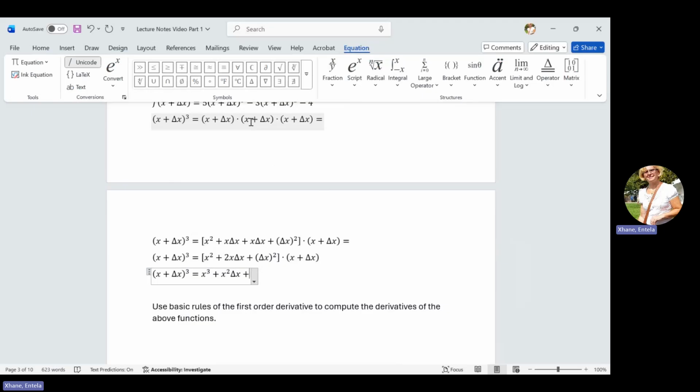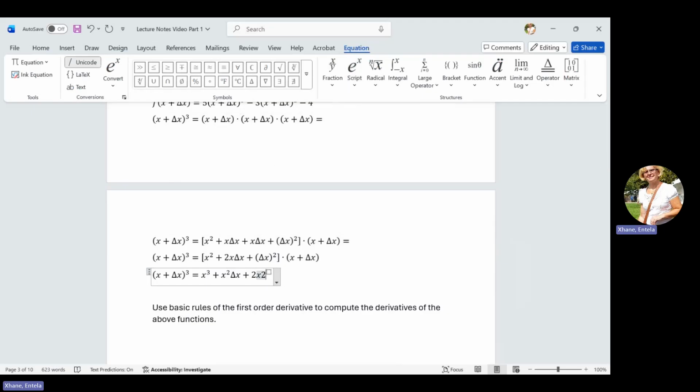Now I'm going to take the middle term, 2x delta x, and distribute it to x plus delta x. This 2x, if I multiply by x, becomes a 2x to the second power. So those two x's can be multiplied. They're separated from the delta x.